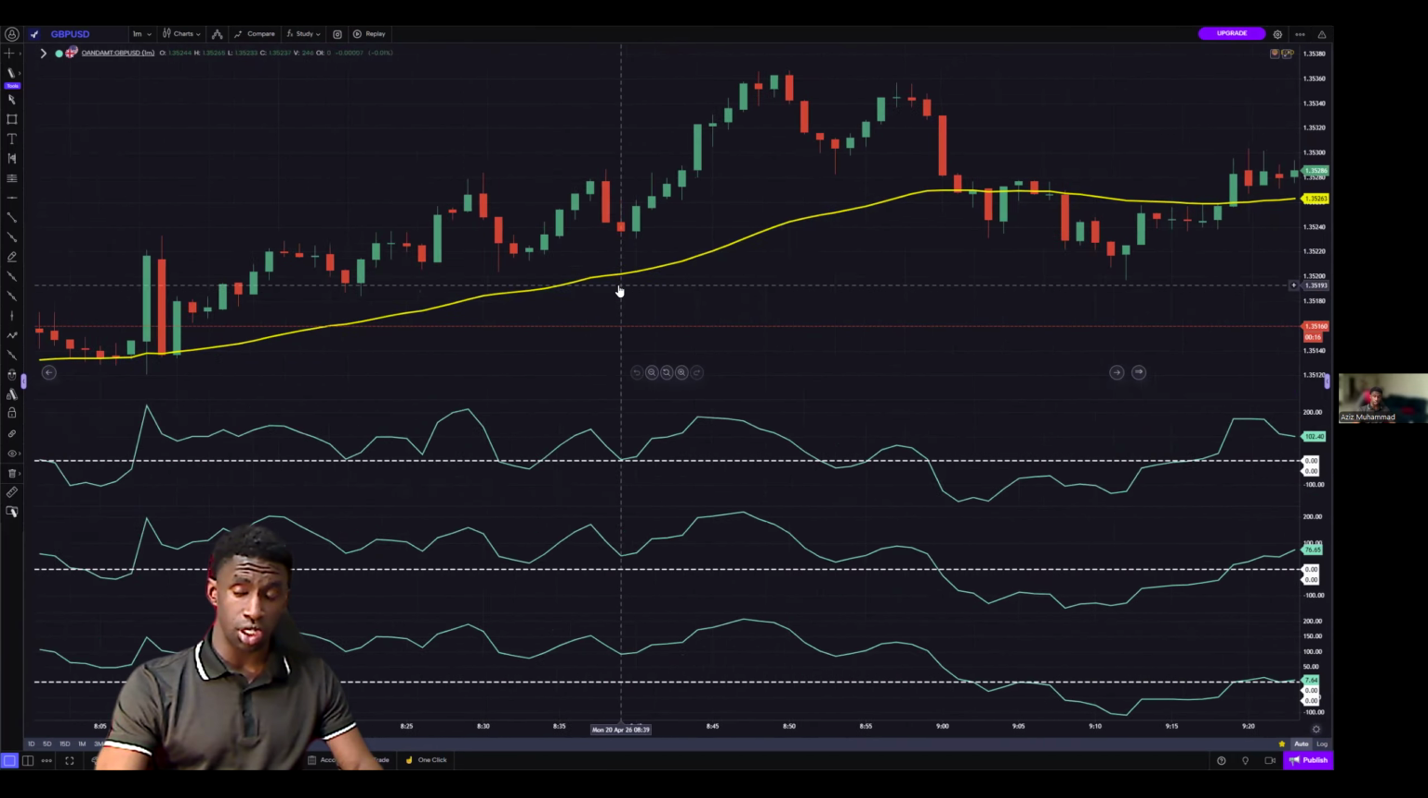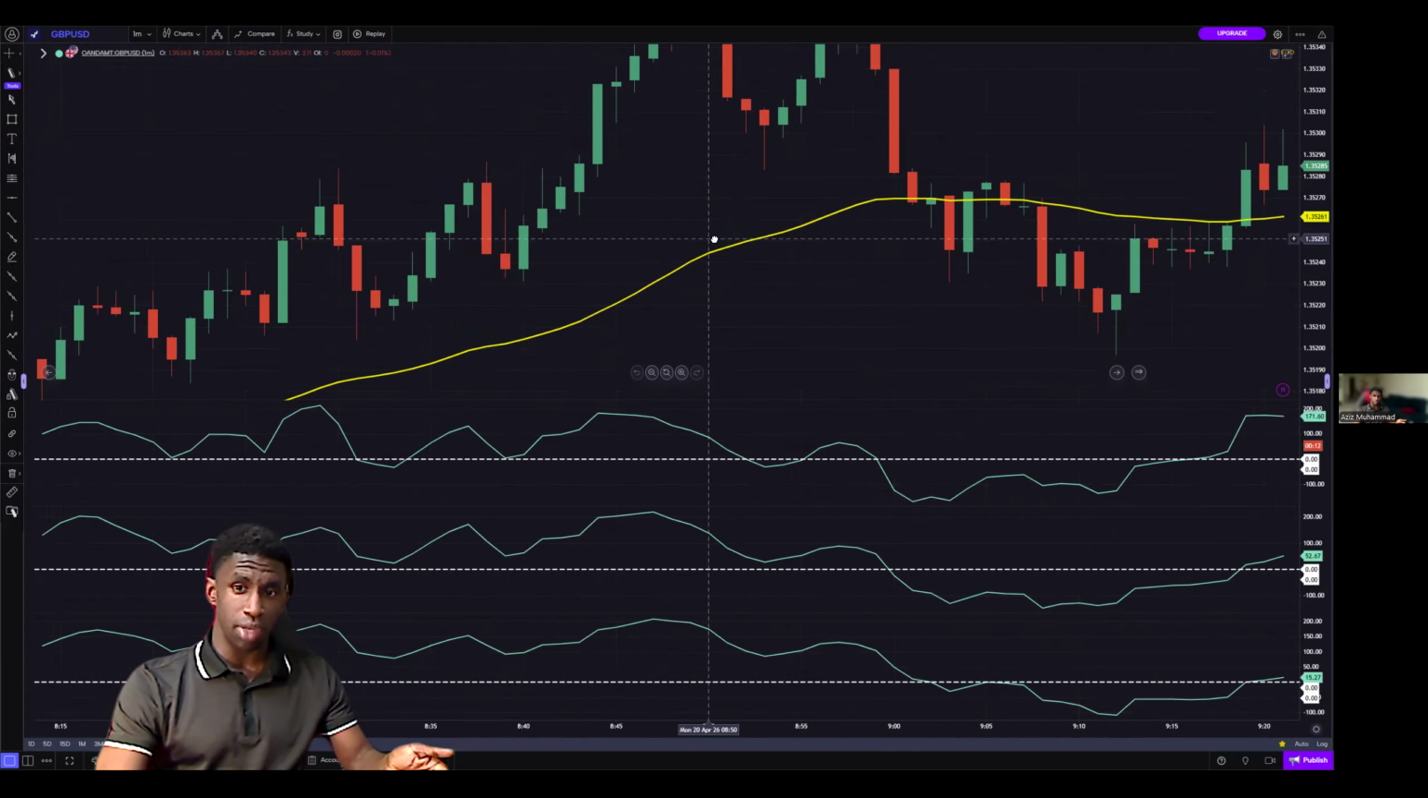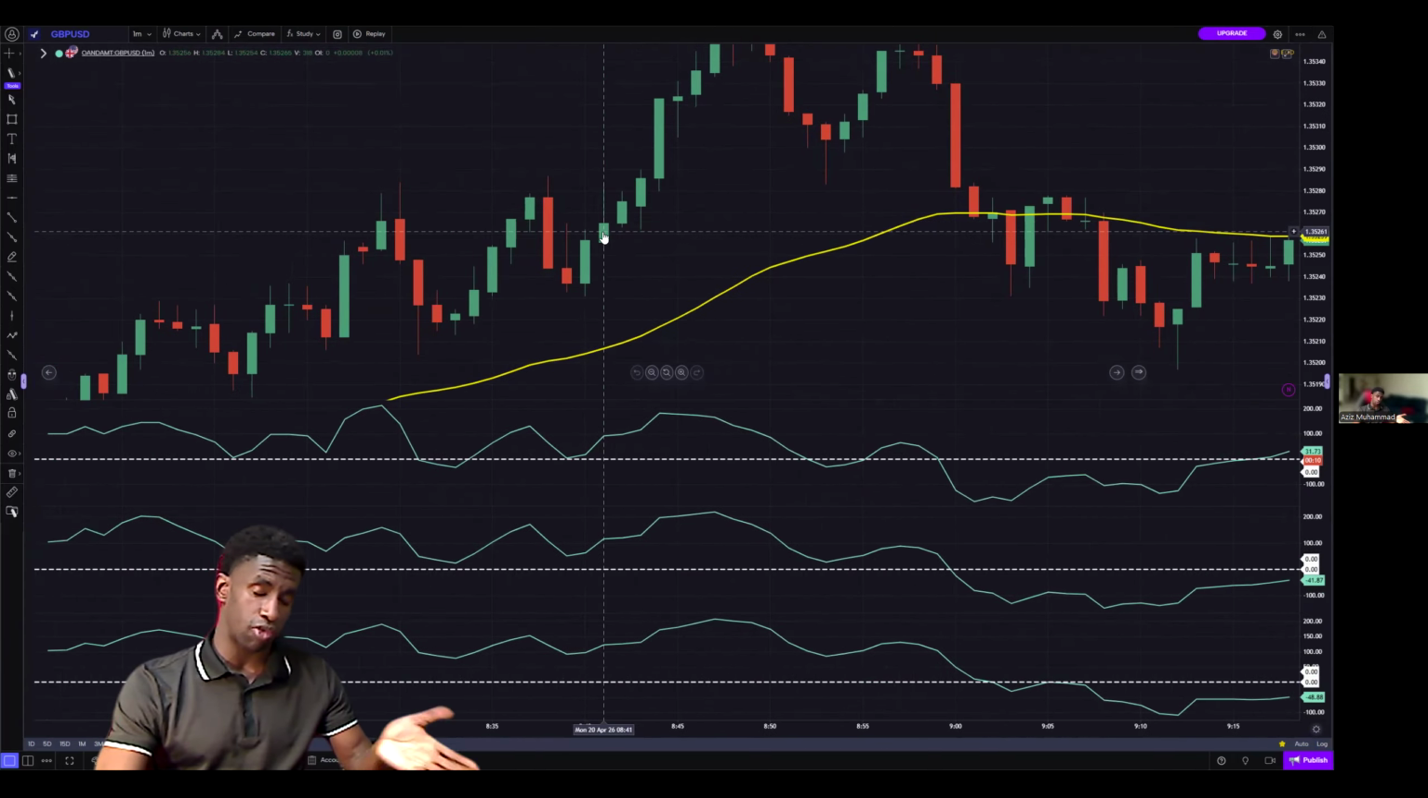Again, this is a 1 minute chart, so we're getting in and out, right? If it's a 5 minute, 15 minute, 30 minute, or 4 hour chart, you can stay in for longer.